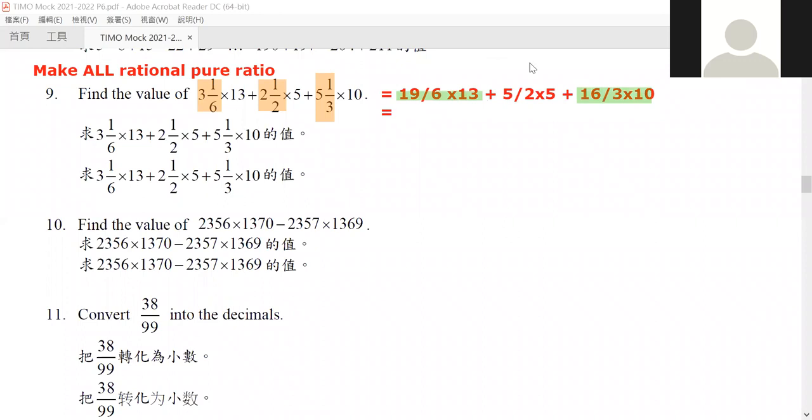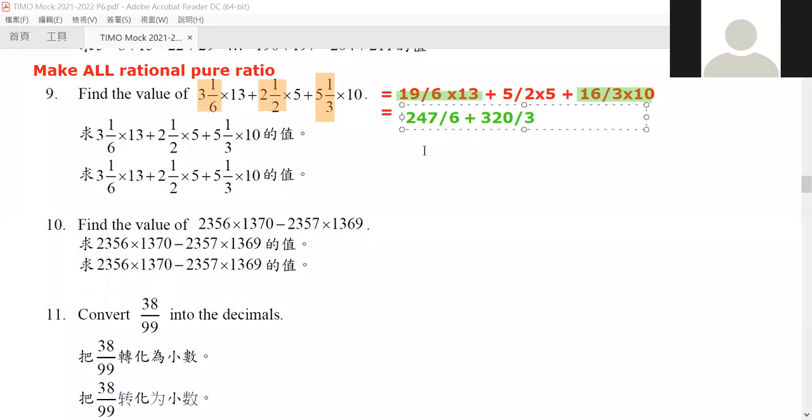Now, if we want to combine these two, first of all, it will be 19 times 13, which results in 247. So it will be 247 over 6. Now our final term will be 16 over 3 times 10, or 160 over 3. Okay, so 160 over 3.